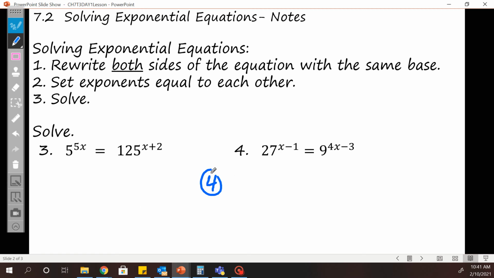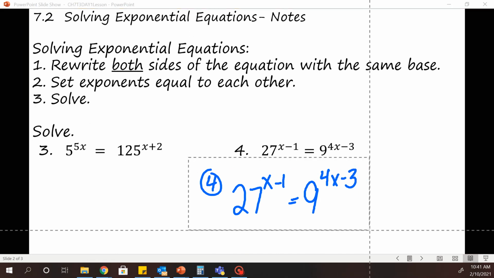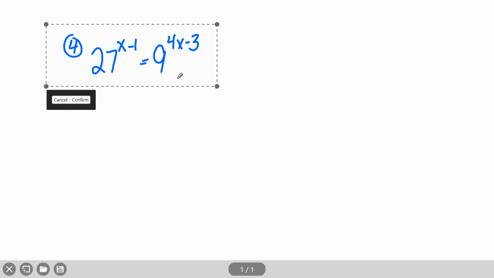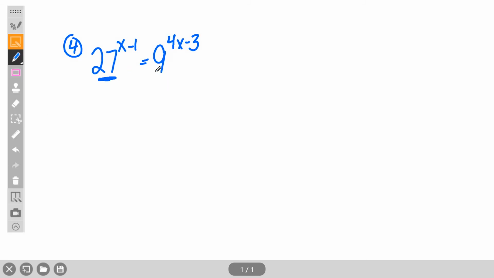And then number 4, 27 to the x minus 1 equals 9 to the 4x minus 3. And this one is a little bit more challenging because the base of the left side is 27, the base of the right side is 9, and we can't express 27 with a base of 9, and we can't express 9 with a base of 27. So we're going to have to use a new base that's different from 9 and 27.